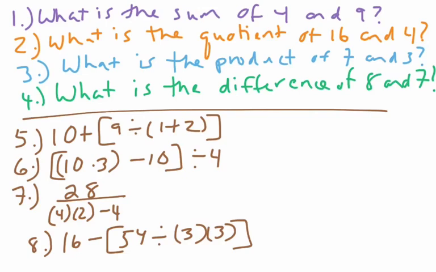Okay, so for the first one, what is the sum of 4 and 9? That is 13. For the second one, what is the quotient of 16 and 4? That should be 4. For the third one, what is the product of 7 and 3? That is 21. And the fourth one, what is the difference between 8 and 7? And that is 1.